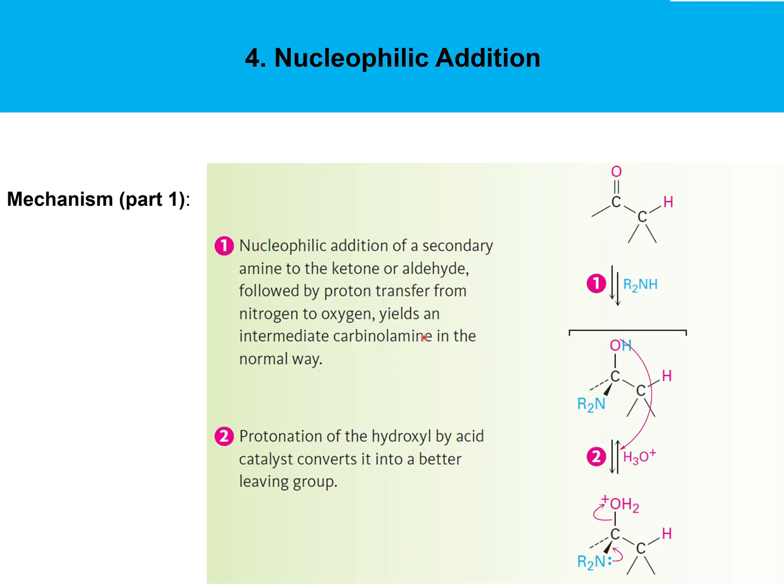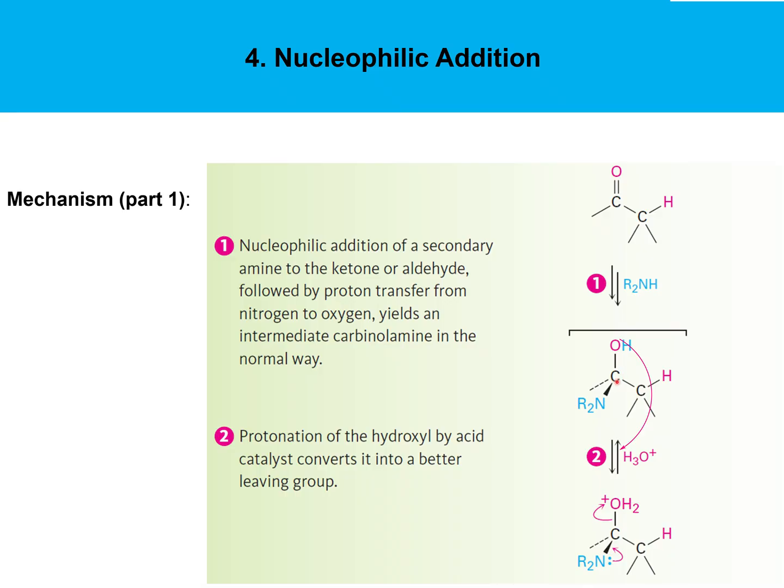The mechanism for the formation of an enamine, for the first half of the mechanism, will be identical to the mechanism when forming an imine. Let's take a look at how this happens. Starting with an aldehyde or ketone, if we add a secondary amine, the secondary amine will add to the carbonyl carbon. Eventually, after a proton transfer, we'll have this carbinolamine intermediate. So you'll have an alcohol and an amine on the same carbon, making it a carbinolamine intermediate.